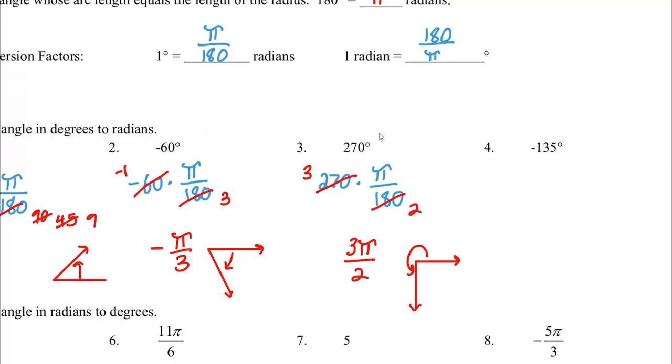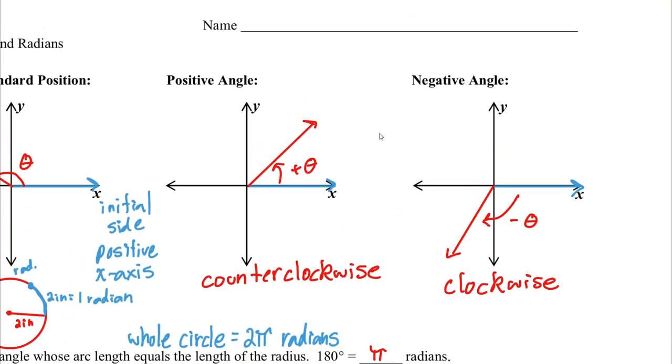How do you know if it's going counterclockwise or clockwise? If it's positive, it goes counterclockwise. If it's negative, it goes clockwise.